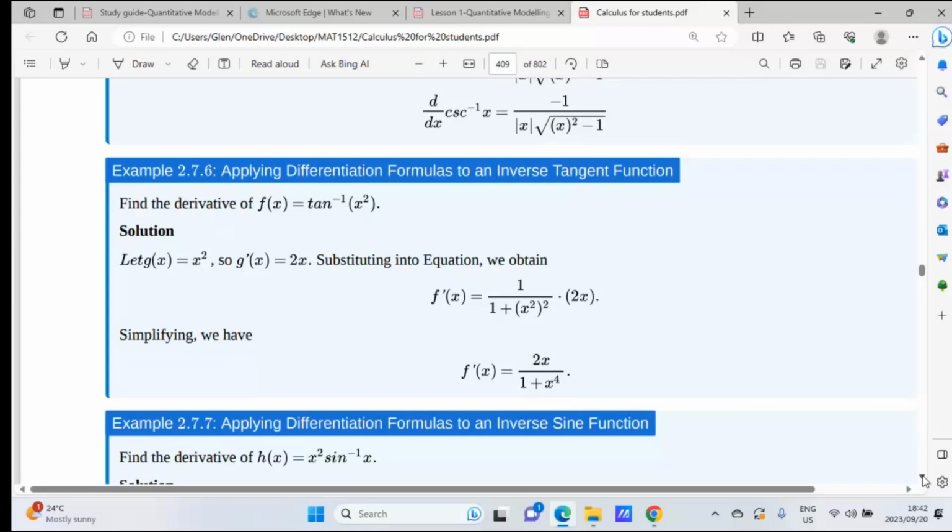Can I ask you a question first? The answer you got, I'm not sure, because I did this in the past 30 seconds. Is it 2x times inverse of sine x plus x squared all over root 1 minus x squared? Yes.